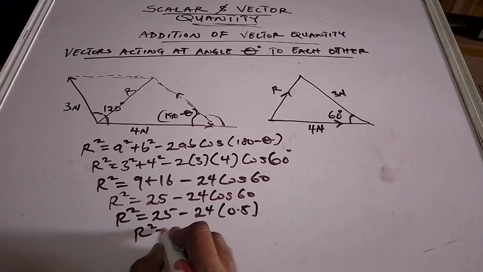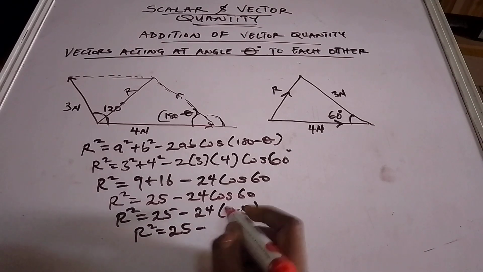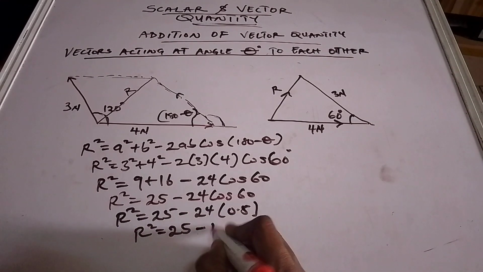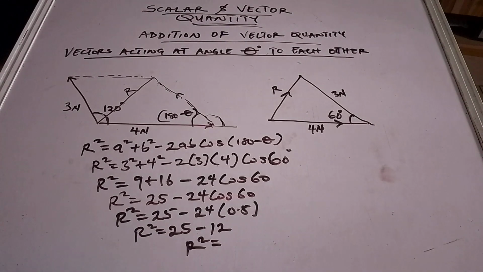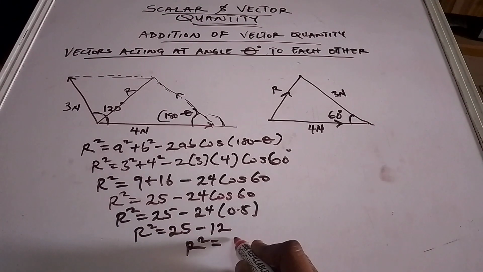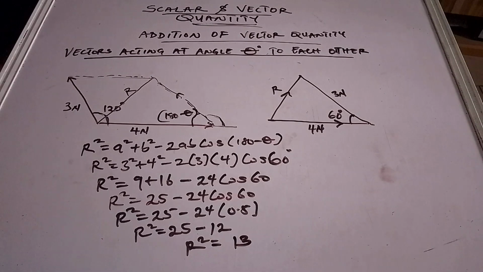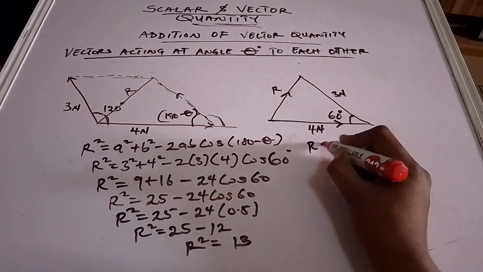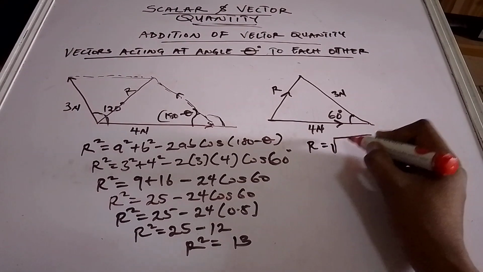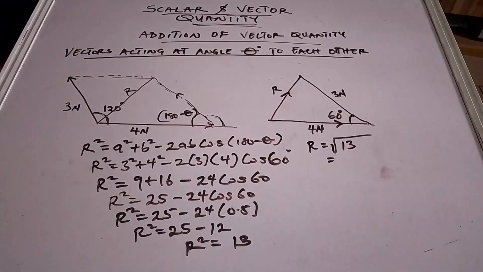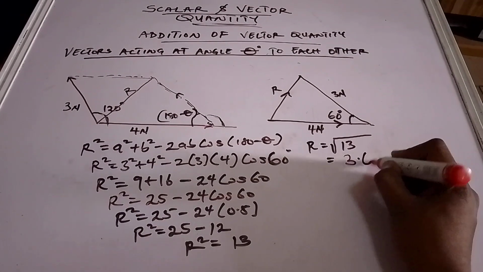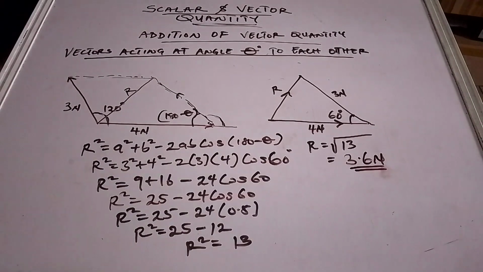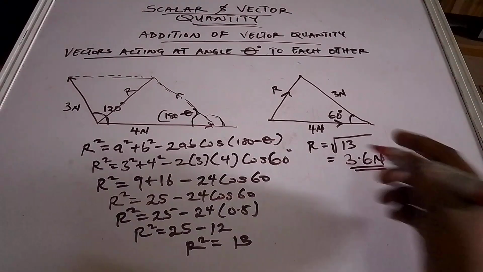So in this case, our r square is going to be 25 minus, if I multiply this one, it's going to give me 12. So my r square is going to be, what is 25 minus 12? The 25 minus 12 is going to give me 13. So r, which is our resultant that we are looking for, is the square root of 13. And what's going to be the square root of 13? So the square root of 13 is approximately 3.6 Newton. So let's look at the direction now.